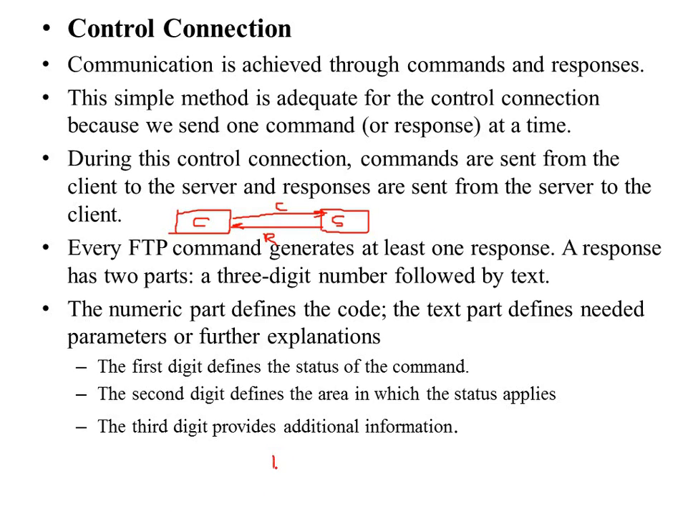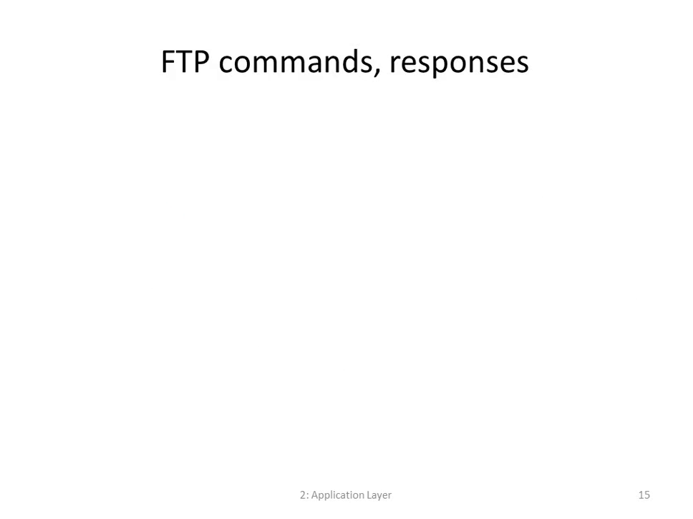In the 3 digits, digit 1 defines the status of the command. Digit 2 defines in which state it is applied, and digit 3 gives you additional information, and after that there is a text. This is how a response is there for each command. These are the commands and responses that we are going to see afterwards. So this is the FTP command and response. Let us try to understand.